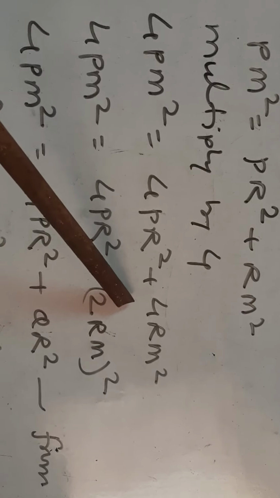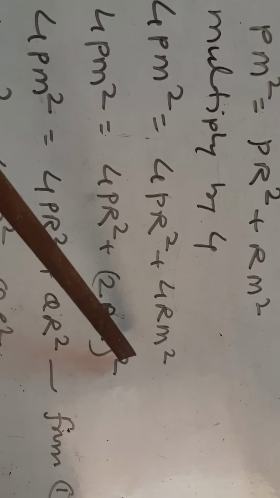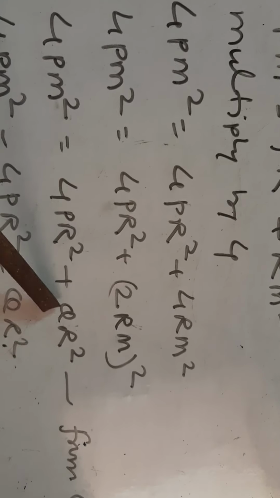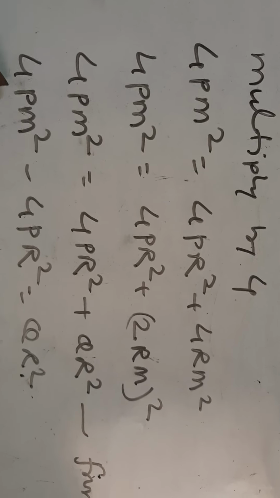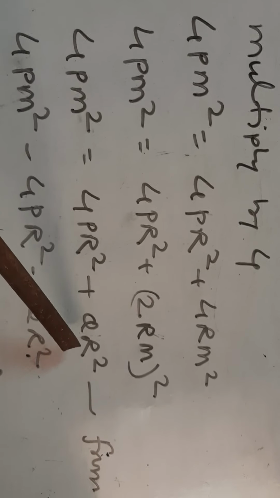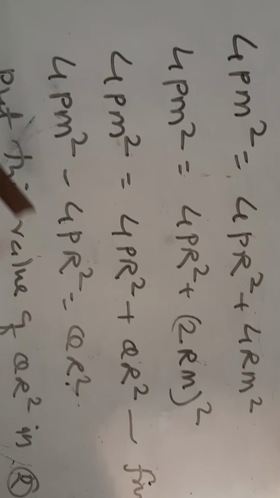Now for 4 RM square, we can write 2 RM in brackets, squared. 2 RM is QR, from equation number 1. So we get 4 PM square equals 4 PR square plus QR square. From that we can find the value of QR square: 4 PM square minus 4 PR square equals QR square. We put this value in equation number 2, and we get PQ square equals PR square plus 4 PM square minus 4 PR square. Again we get two PR terms, so we take the subtraction. PQ square equals 4 PM square minus 3 PR square.